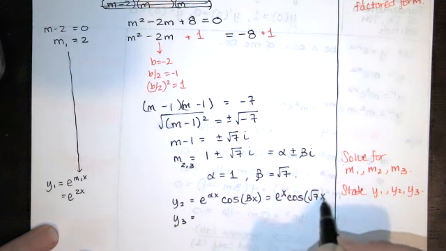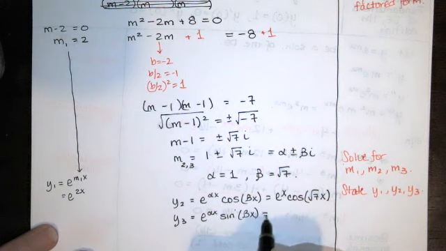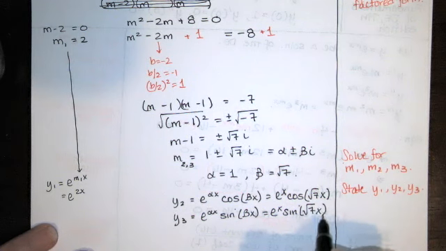Beta is square root of 7. And the second solution looks just like it, but instead of having a cosine, it has a sine function. So we'll have e to the x times sine of square root of 7 times x.